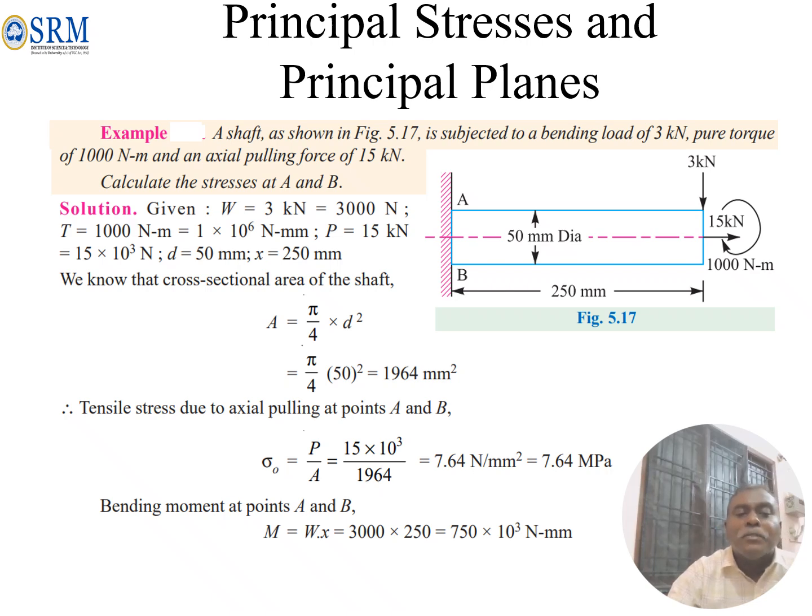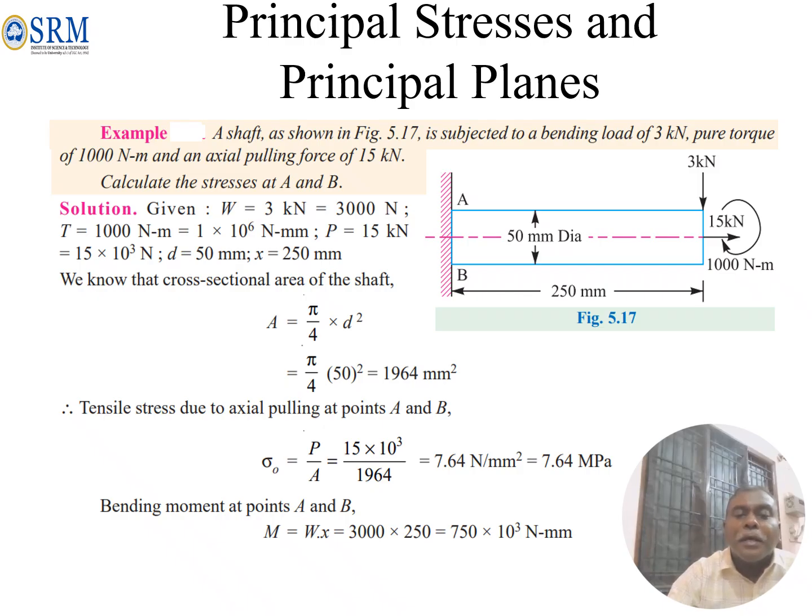Cross sectional area A equals pi by 4 d square, and the direct stress sigma 0 equals P by A. The load is given as 15 kilonewton tensile axial load, divided by the area, so 1.64 newton per mm square, that is megapascal. 1 megapascal equals 1 newton per mm square, so we convert to megapascal.